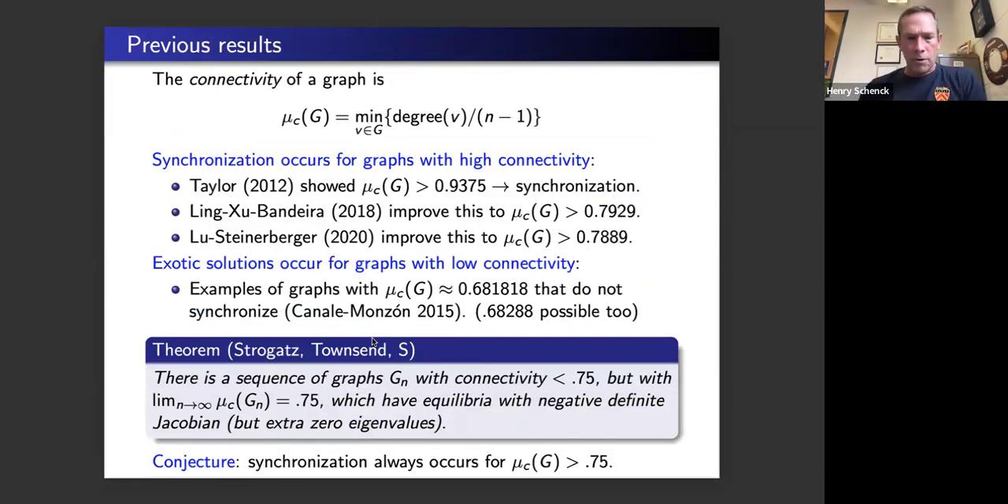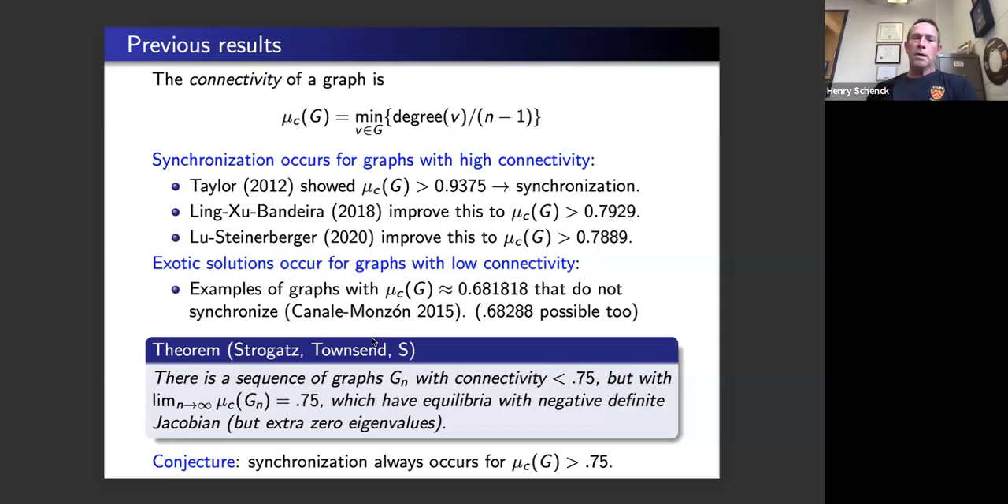So this is, I think, almost our last page of dynamical systems background. The connectivity of a graph is just the minimum over all vertices of the degree of a vertex, that's the number of edges adjacent to that vertex, divided by n minus 1. N is the total number of vertices. So in particular, a complete graph will have connectivity 1 because every vertex is connected to n minus 1 other vertices. A cycle, obviously, each vertex has valence 2, so the connectivity of a cycle is pretty low. It's 2 over n. So as n gets very large, cycles have a very, very low connectivity.